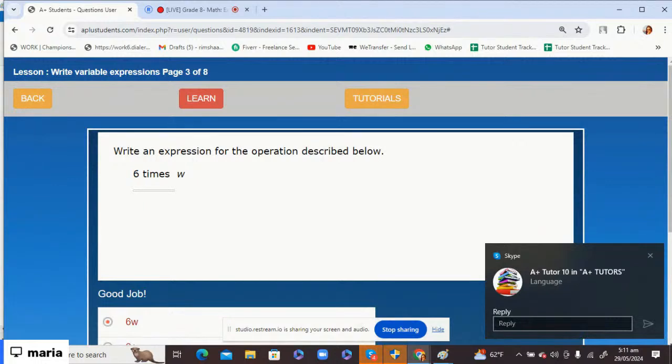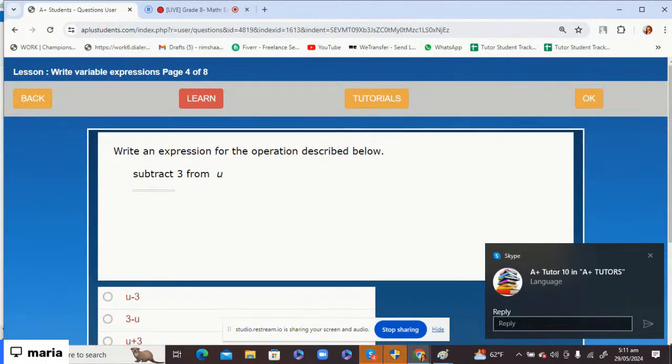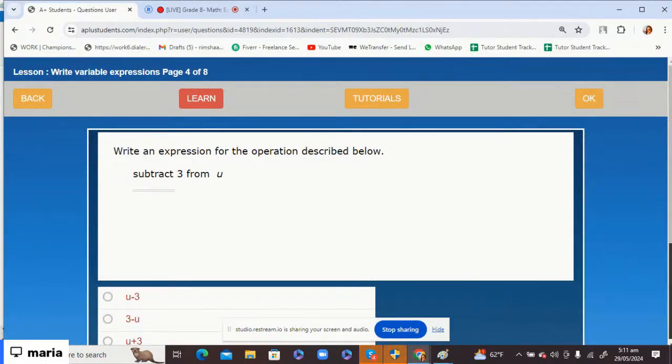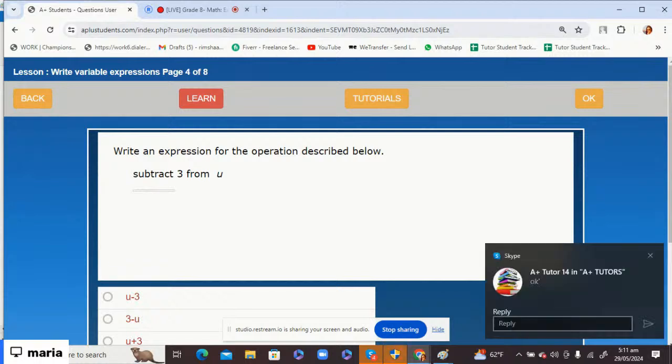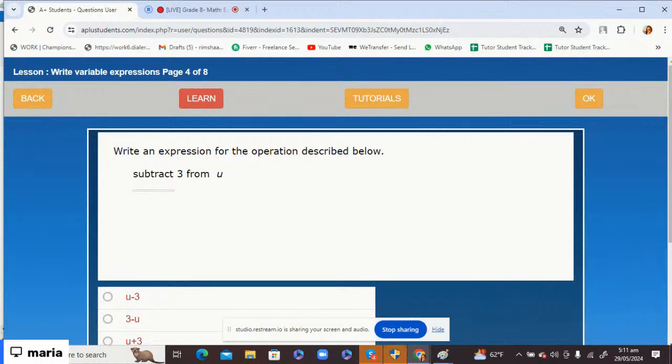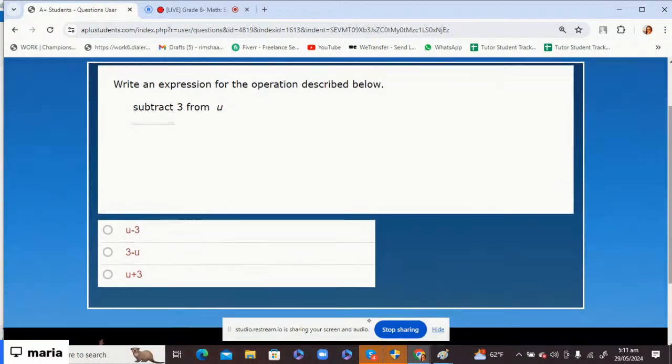Then let's check. This is right. Write an expression for the operation described below: Subtract 3 from U. So how can we write subtract 3 from U? It means that the first number is 3, then from U, then minus U. Let's check the first option, that is U minus 3. Is it right? No.